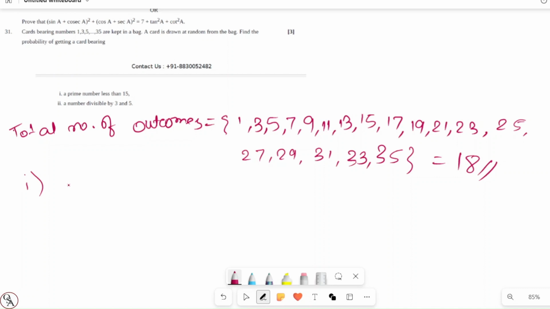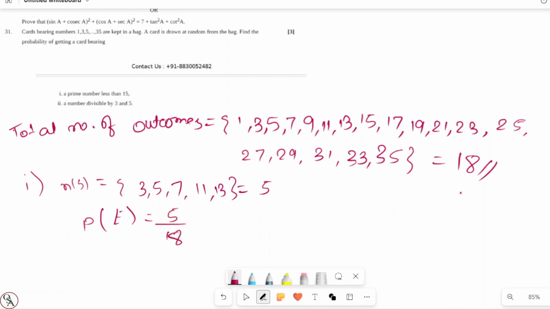So what will be the sample space? We want a prime number which is less than 15, which is nothing but 3, 5, 7, 11 and 13. These are 5 numbers. So our probability is 5 out of the total number of outcomes, which is 18 over here. So 5 by 18 is the answer for our first question.